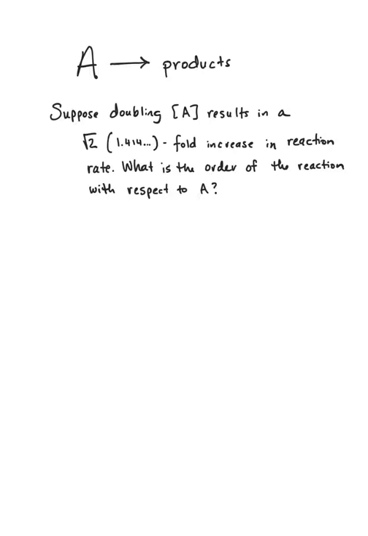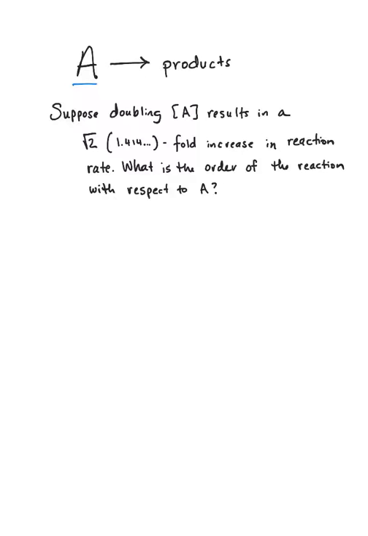In this example, we're going to think about dealing with reactions that have unconventional reaction orders. So take this reaction, for example, where any old reactant A reacts to become some products. Now, suppose that we carry out an experiment and show that doubling the concentration of A results in a square root of 2-fold increase in the reaction rate. What is the order of this reaction with respect to A?